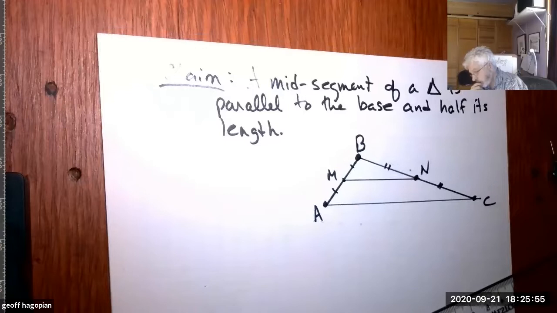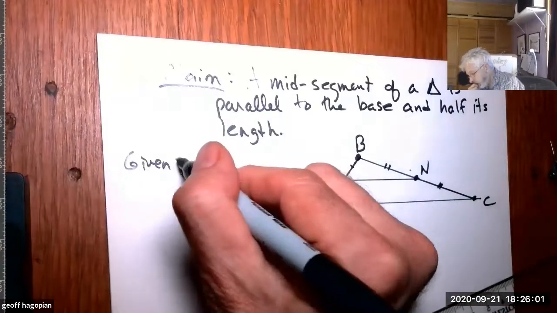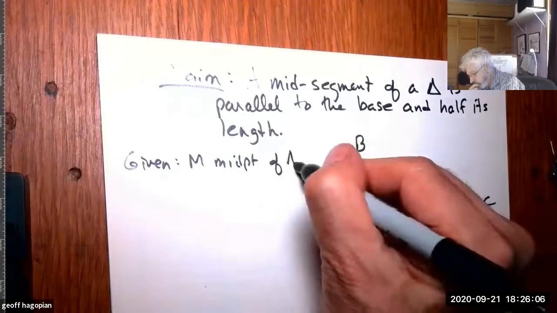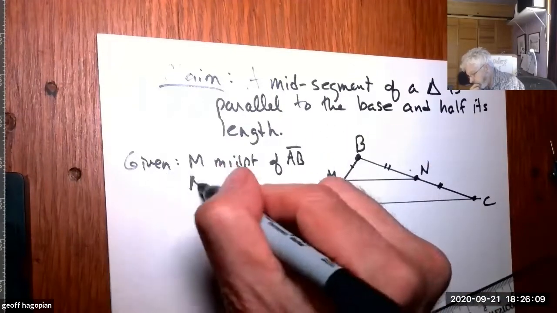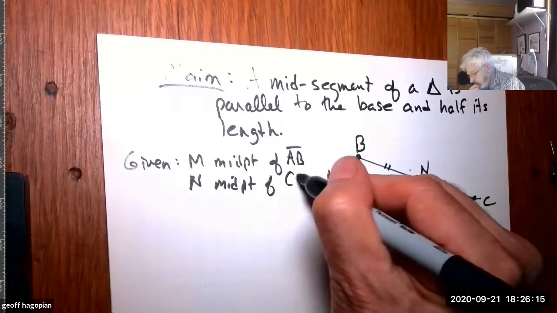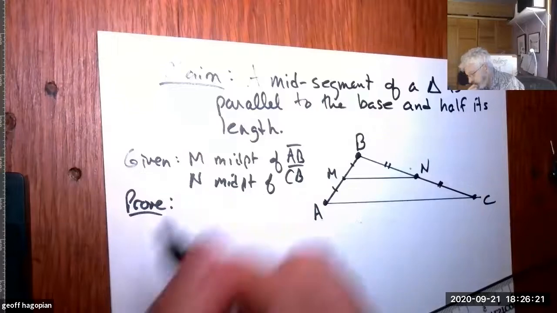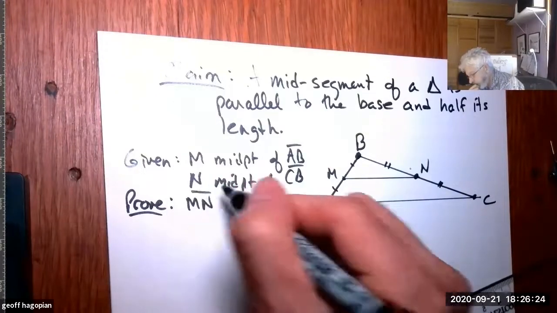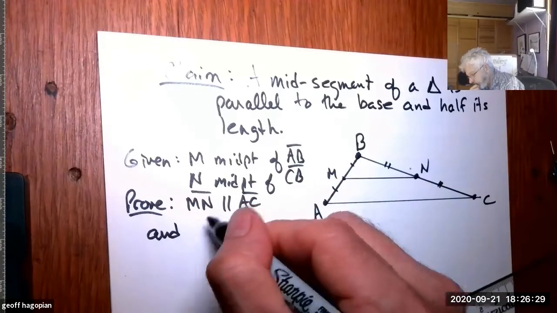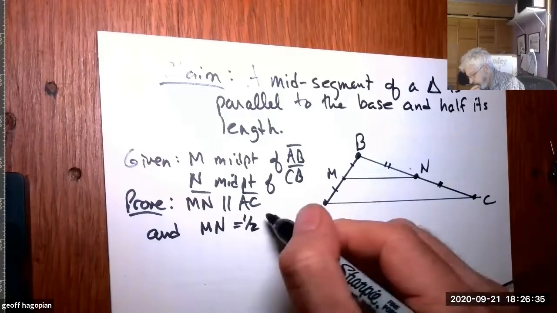So we're given that M is the midpoint of AB, and N is the midpoint of CB. And we want to prove that MN is parallel to AC, and further that MN is half the length of AC.